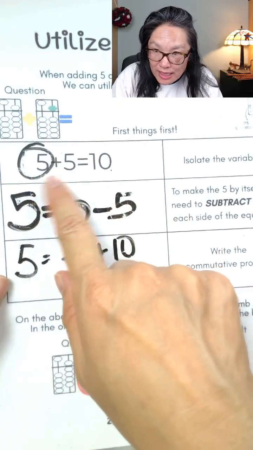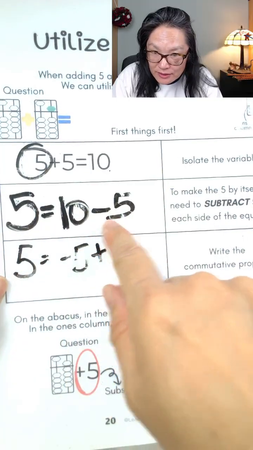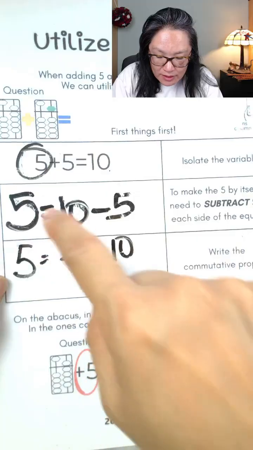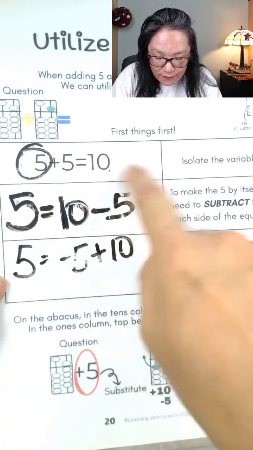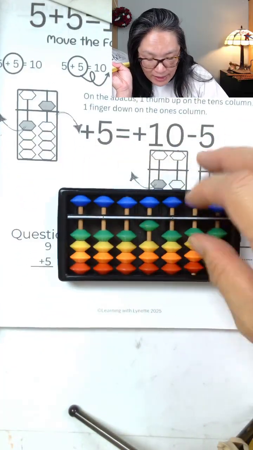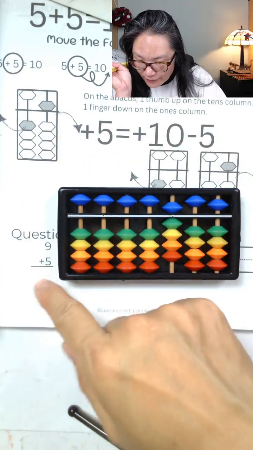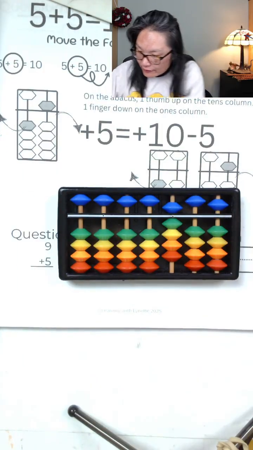What we're going to do is isolate the variable. We're going to isolate the 5, so it's plus the 10 minus the 5. What does that mean? This is isolating the variable. And then we're going to substitute this information. How does that work here? Well, we have 9 on my abacus, and I want to add the 5, but I don't have enough beads to add the 5.